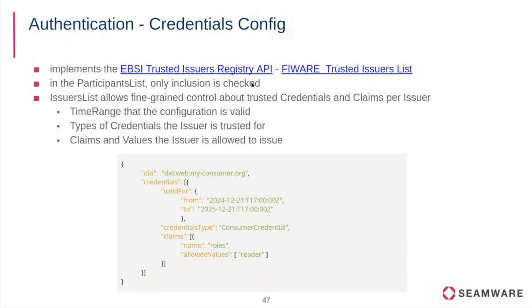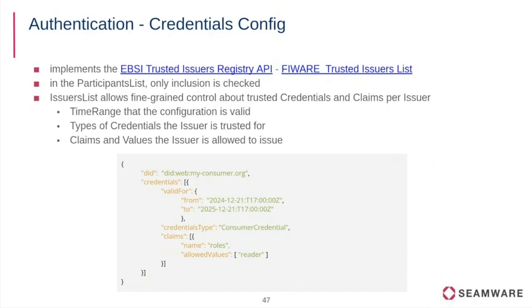In the participants list, we only check the inclusion. So that's our data space global registry, where only the DIDs are listed. And in the issuers list itself, we allow fine-grained control about trusted credentials and claims per issuer. So per issuer, we can define from which time range this is valid. So we could, for example, sell access to a service only for a certain time range. We define which credential type is allowed, and we can also define which claims are allowed to be included.